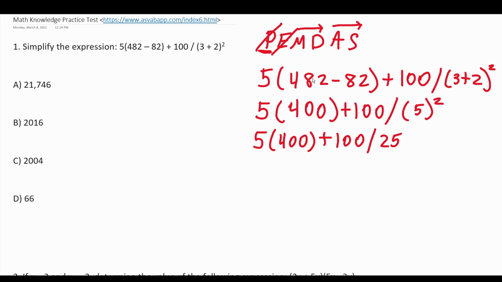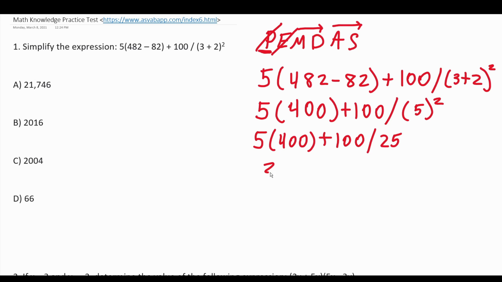Now we have to look for multiplication, division, addition, and subtraction. We have 5 times 400 here, which is multiplication. We have addition here and division here. According to the order of operations, we do multiplication and division as they appear from left to right, and we do those before addition and subtraction. So right here we have 5 times 400. Let's go ahead and take care of that.